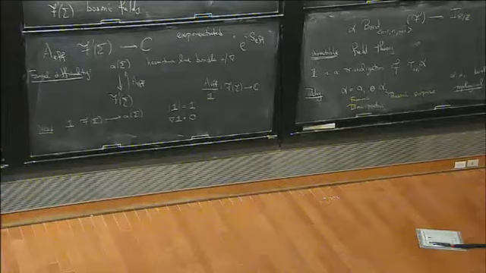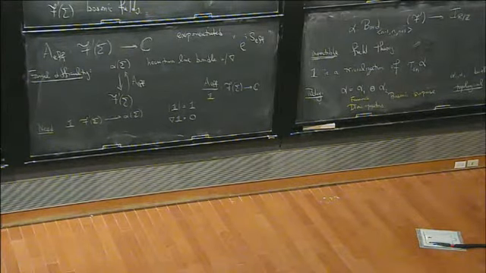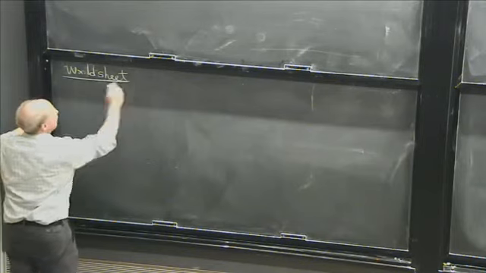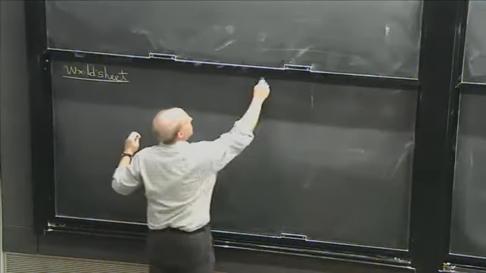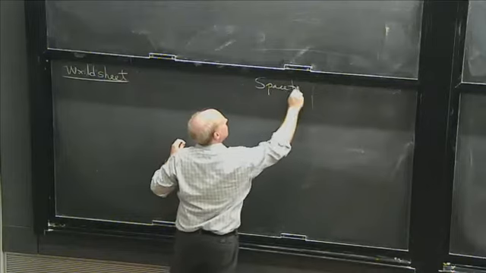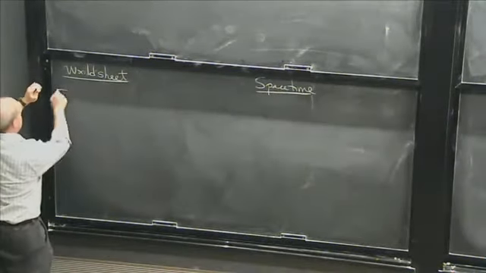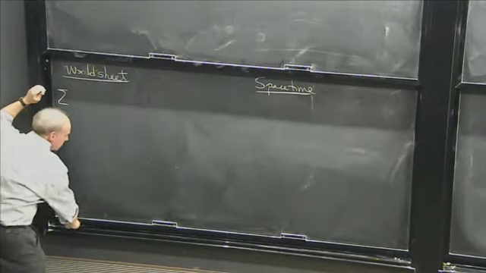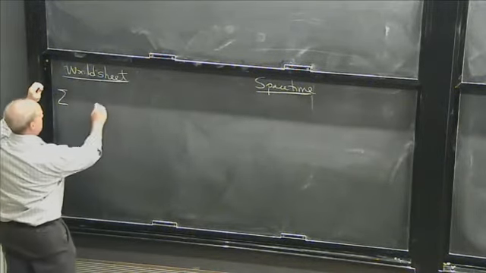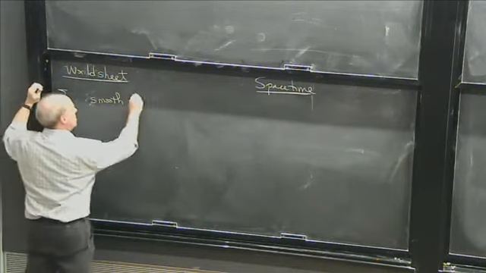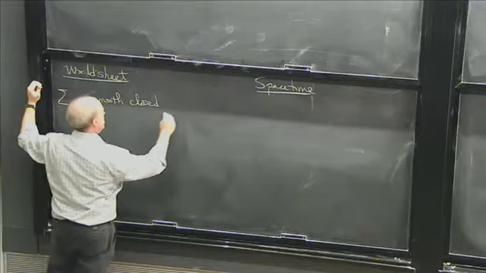All right, so let me tell you about the fields. There are going to be fields on the worldsheet, and then fields on the space-time. So the worldsheet itself is sigma, which is a smooth, closed, two-manifold.